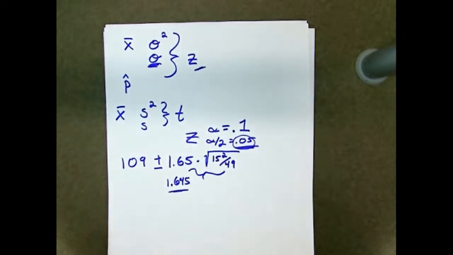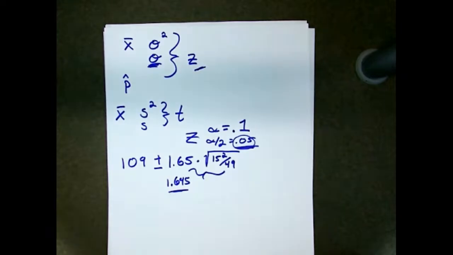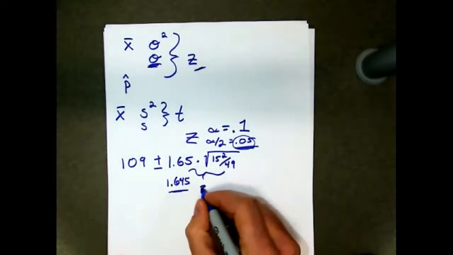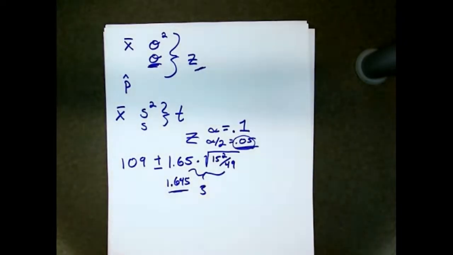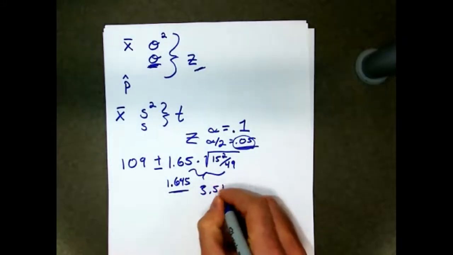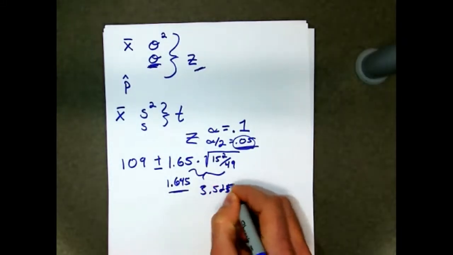If you do that, I don't have a calculator here, but I've got Excel. So I'm going to do this behind the scenes just to come up with what that value would be, unless somebody can beat me to it here. 15 squared divided by 49. So we should get, excuse me, I already forgot what it was. There we go, 3.525, right?